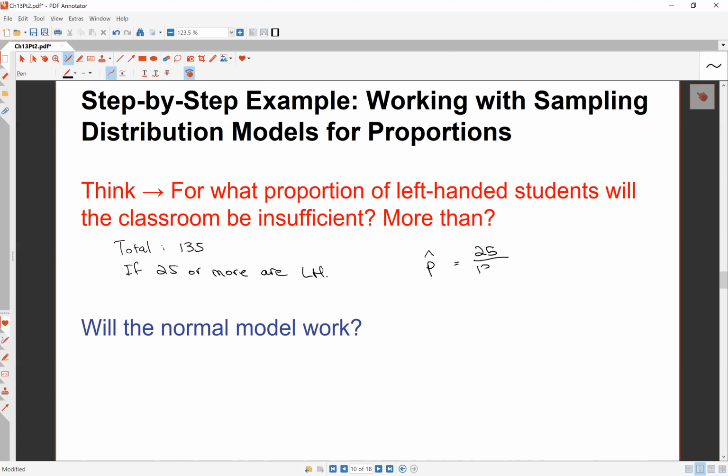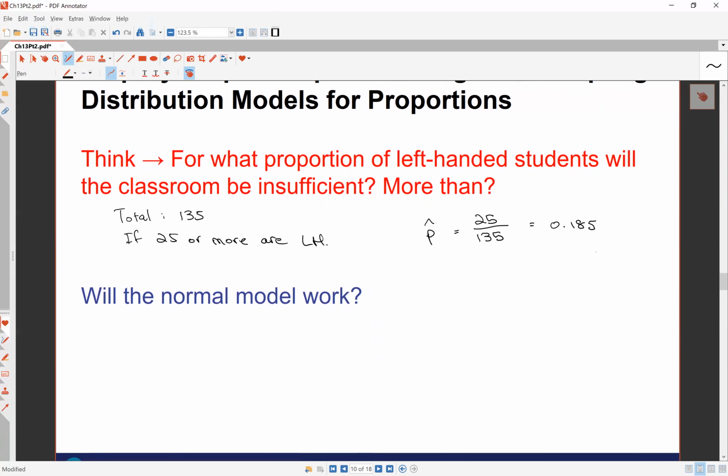25 of 135 is a proportion to 3 decimal places of 0.185. So how likely is it that I have this proportion or more left-handed students? Well, I can evaluate that if the normal model holds. So what are the conditions for the normal model?